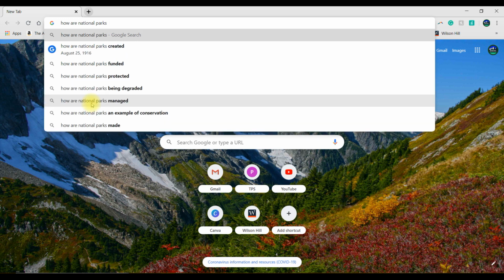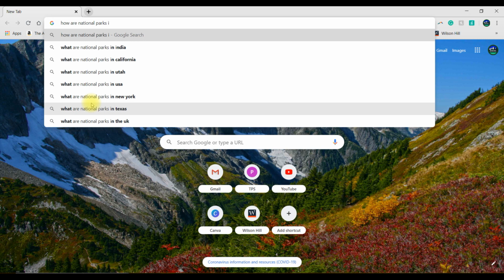Okay. How are national parks I? And as you can see, these ones are all changed to what? What are national parks in India, California, Utah, USA, New York, Texas, in the UK? It all depends on state, but if you want to know by state, you can go to the National Park Service's official website, use that scroll bar to find the state, and you can see all the national site units. And if you want to know by country, I'm afraid you're going to have to Google that, which is why you're here.